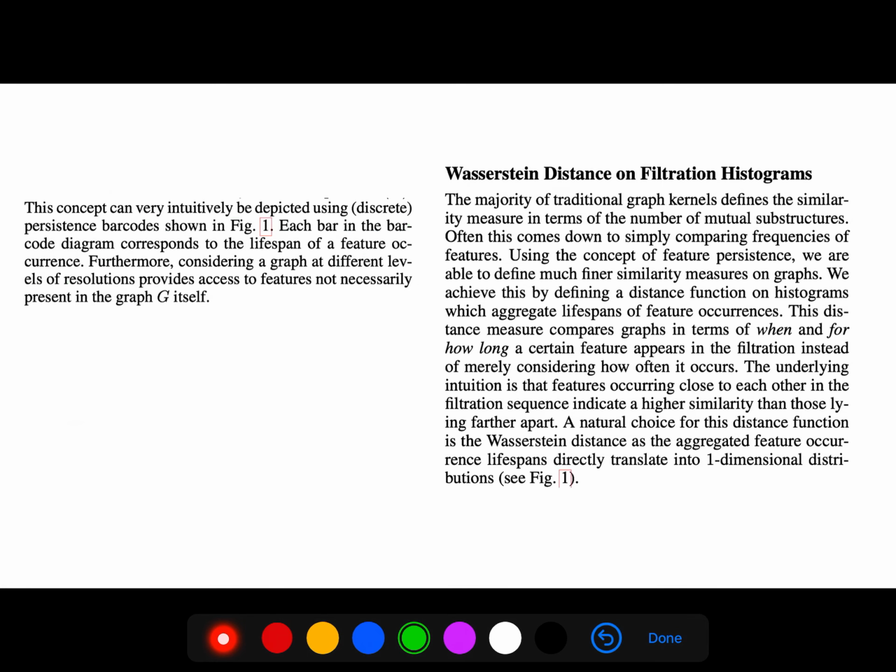The majority of traditional graph kernels define similarity in terms of the number of mutual substructures. Often this comes down to simply comparing frequencies of features. Using the concept of feature persistence, we are able to define much finer similarity measures in graphs. We achieve this by defining a distance function on histograms, which aggregate lifespans of feature occurrences.